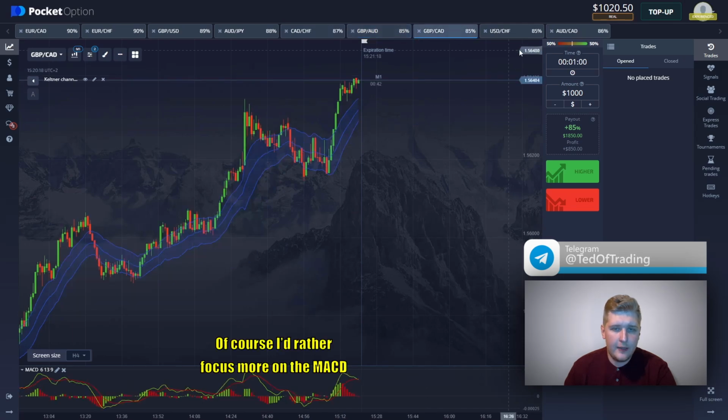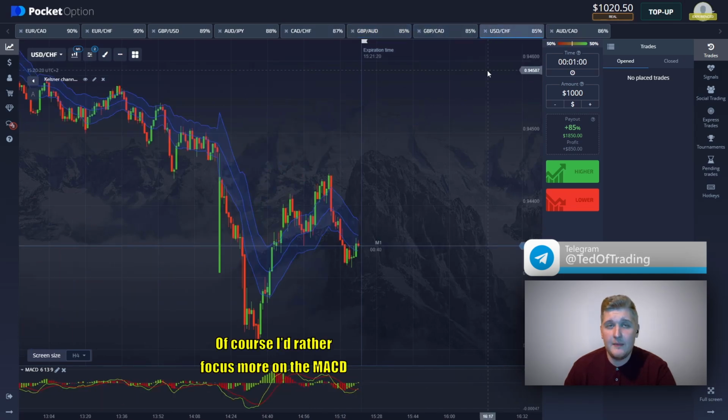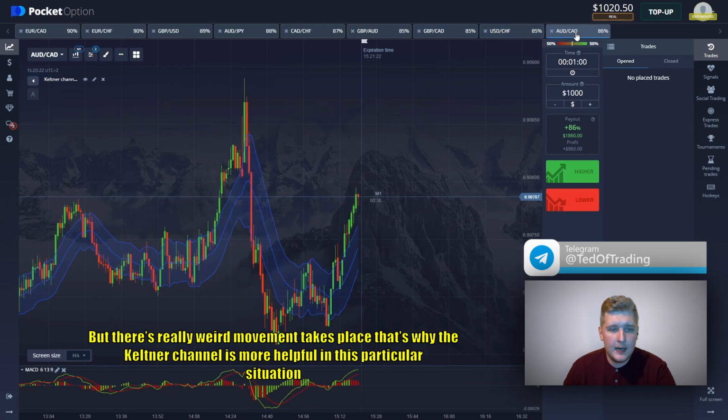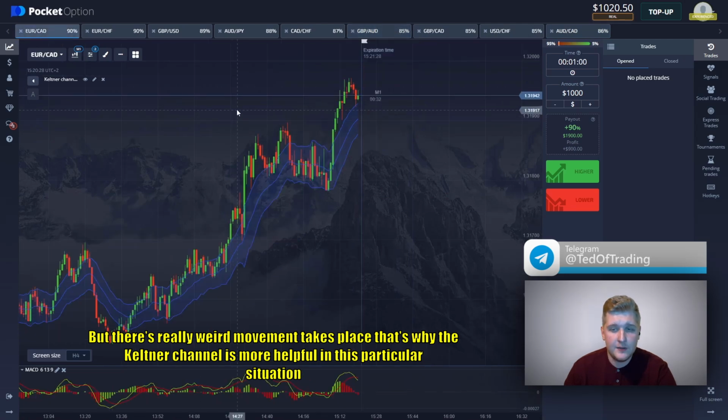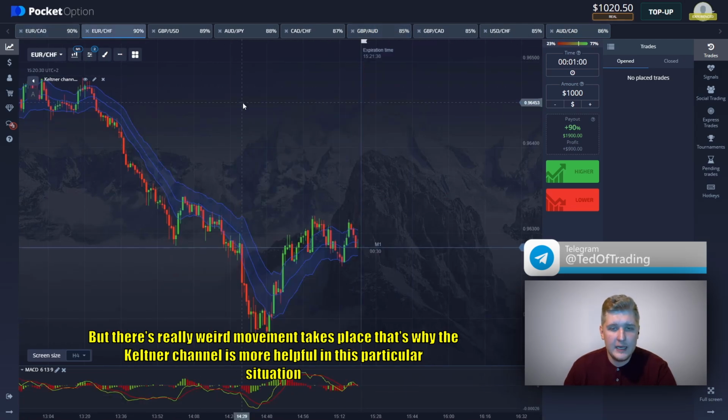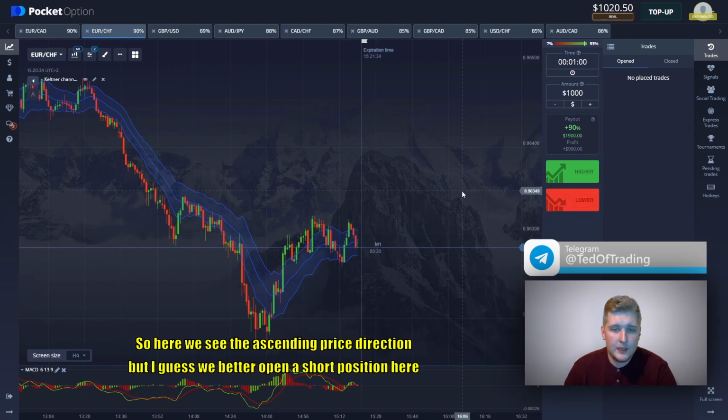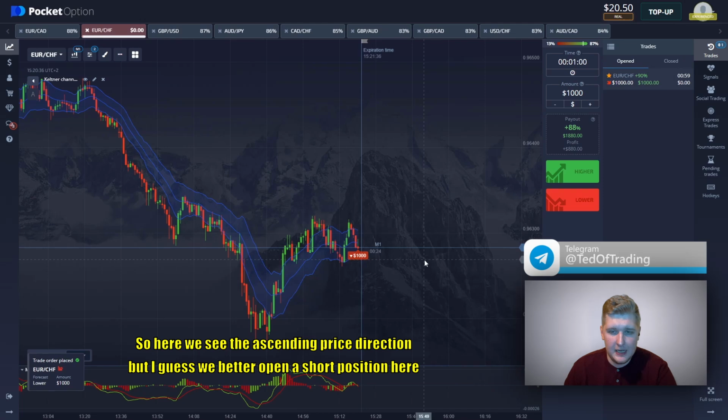Of course, I'd rather focus more on the MACD, but there is really bad movement taking place. That's why the Keltner channel is more helpful in this particular situation. So here we see the ascending price direction, but I guess we better open a short position here.